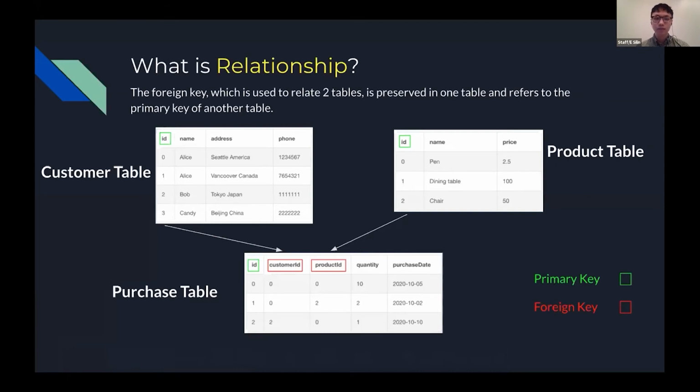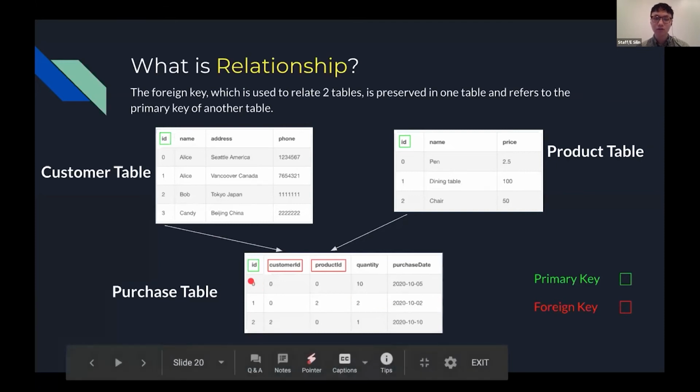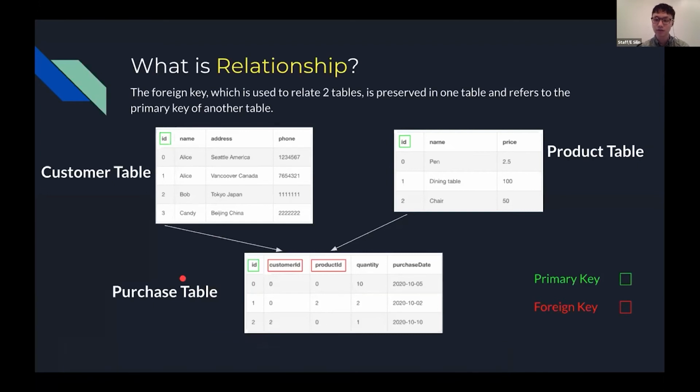So how can we link these 3 tables together? We have the concept of a foreign key. A foreign key is used to relate 2 tables, and normally, a foreign key would refer to the primary key in another table.